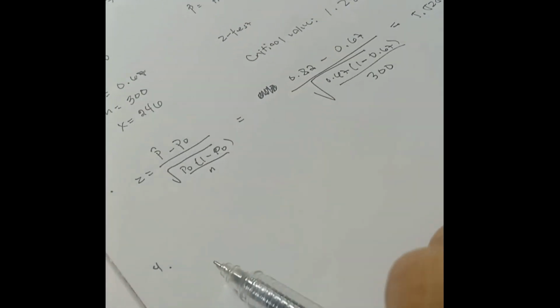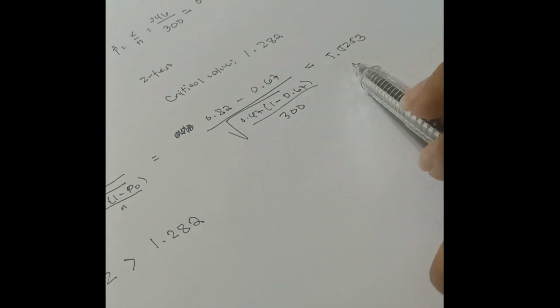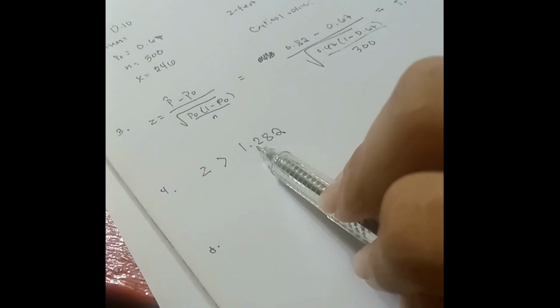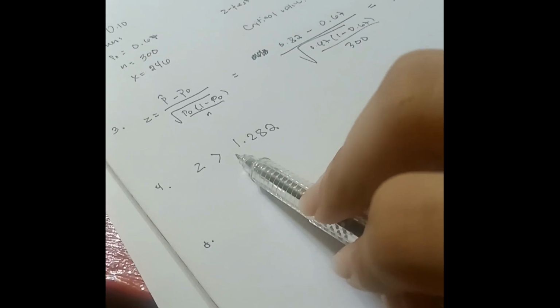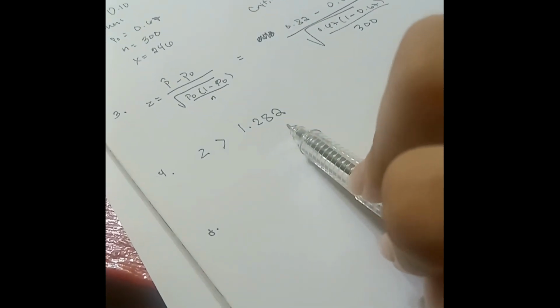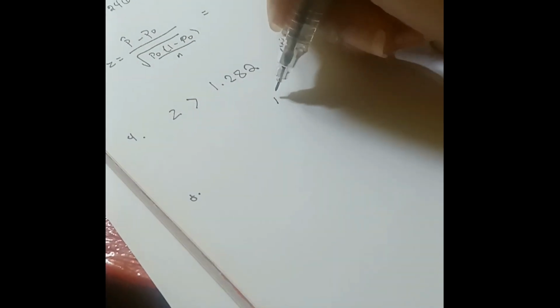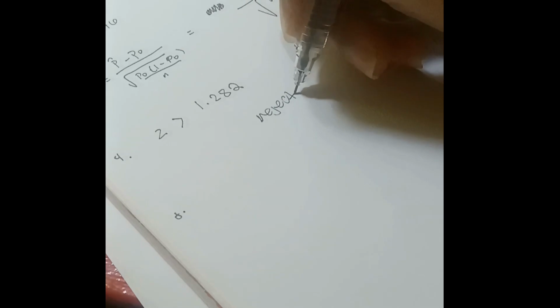So, decision na tayo. So, reject the null hypothesis if Z is greater than 1.282. So, yung 5.5253 ba natin ay mas malaki, is greater than 1.282. So, since oo, then we reject the null hypothesis.